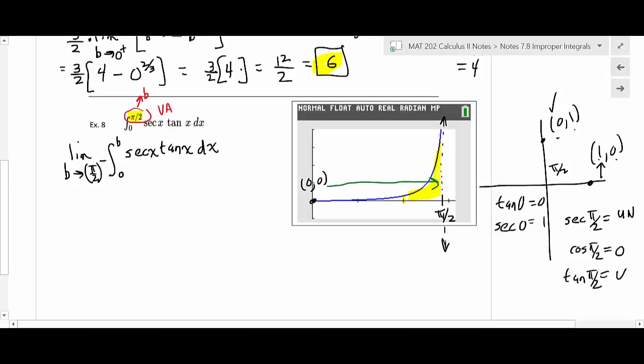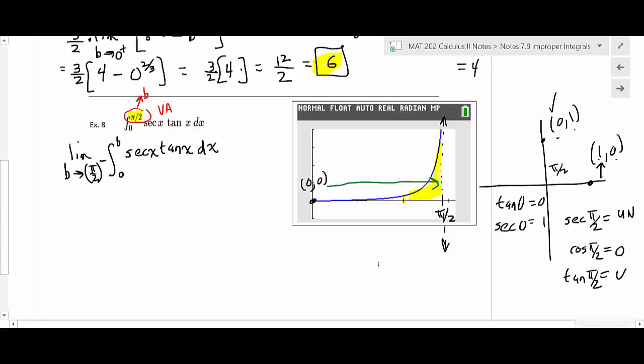So once you get these set up, you're ready to roll. If you've got good integration skills, you'll be fine. Does that make sense? It's all where the asymptote is. That defines whether it's a left or right hand limit. Like I said, this is a nice simple integral.